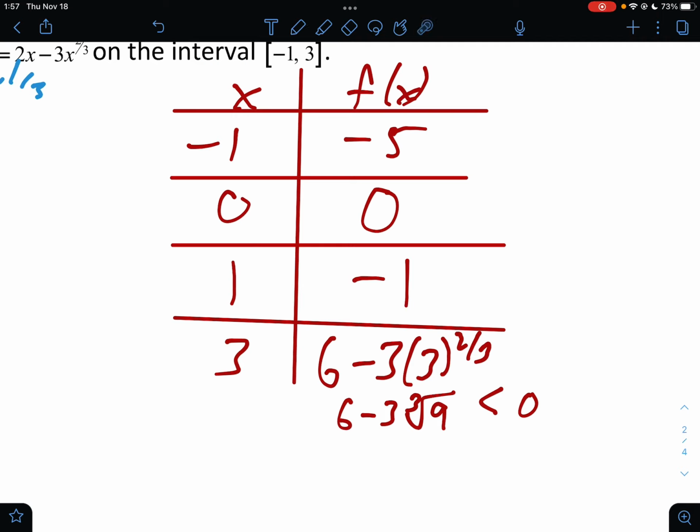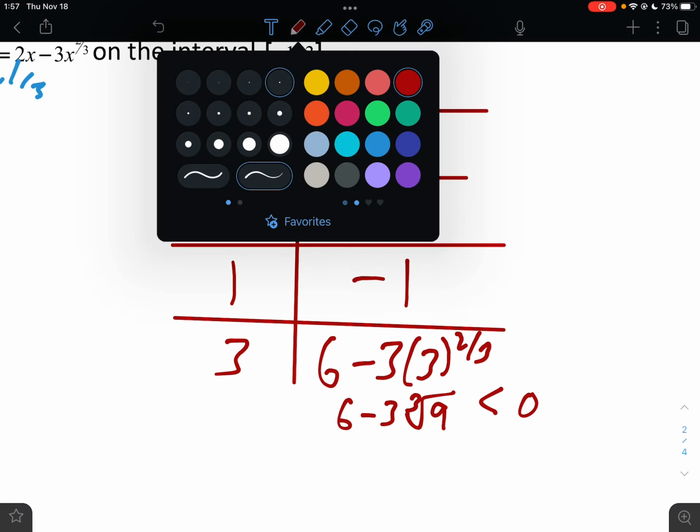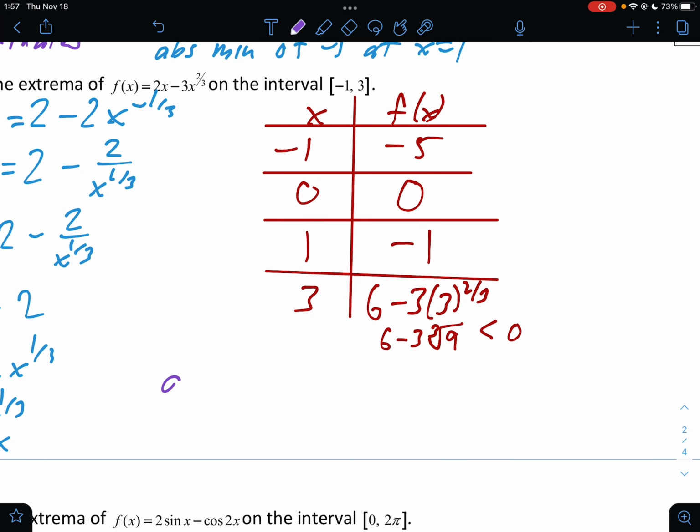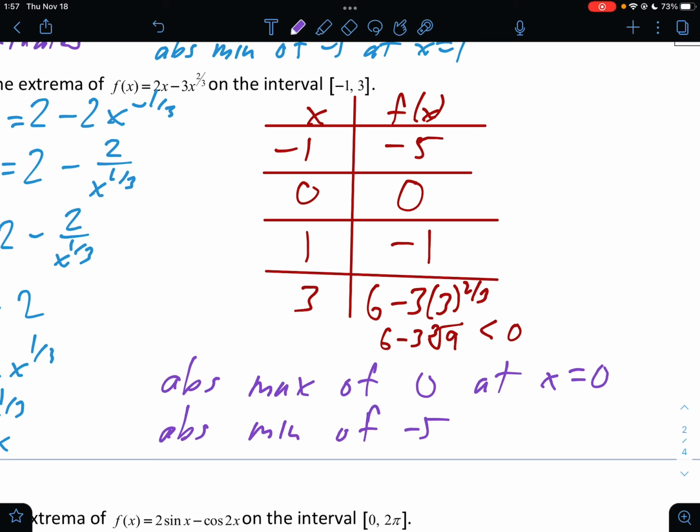Okay? The biggest number on this interval would be 0. It's bigger than all these other three numbers. The smallest number on our interval would be negative 5, because it's smaller than these three numbers. So now we can write out what we know. On this interval, we have an absolute maximum of 0, and that occurs at x equals 0, and an absolute minimum of negative 5, and that occurs at x equals negative 1.